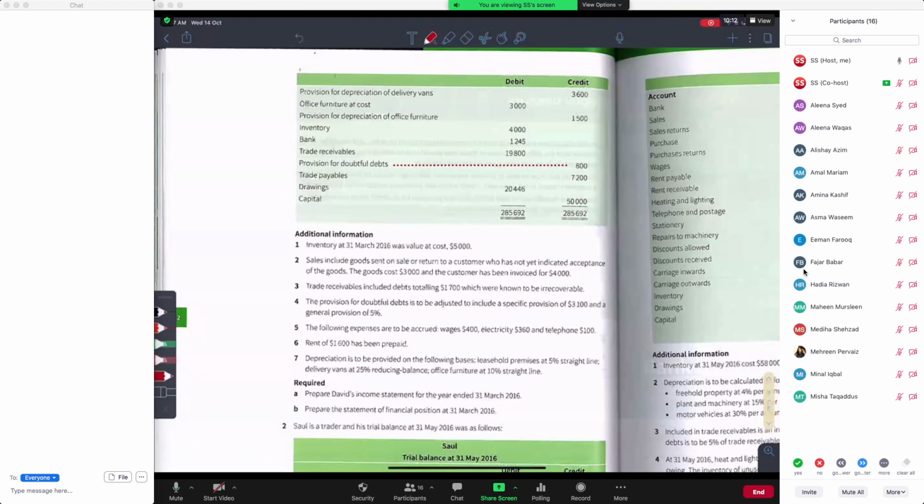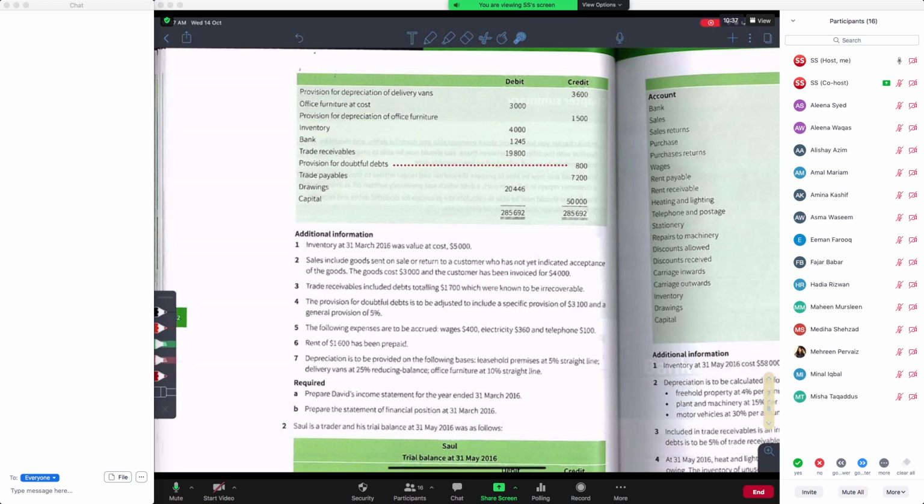Recording is going. Okay, so now I'm going to go through adjustment number 2, 3, and 4, and we will dissect that part. Sales include goods which are sent on a sale or return basis who has not yet indicated acceptance of these goods, and the goods cost $3,000 and the customer has been invoiced for $4,000.